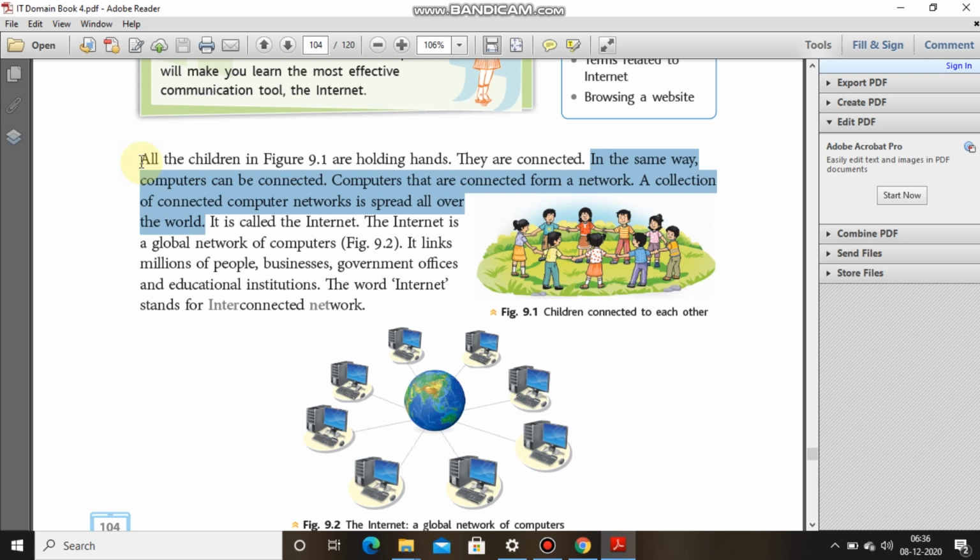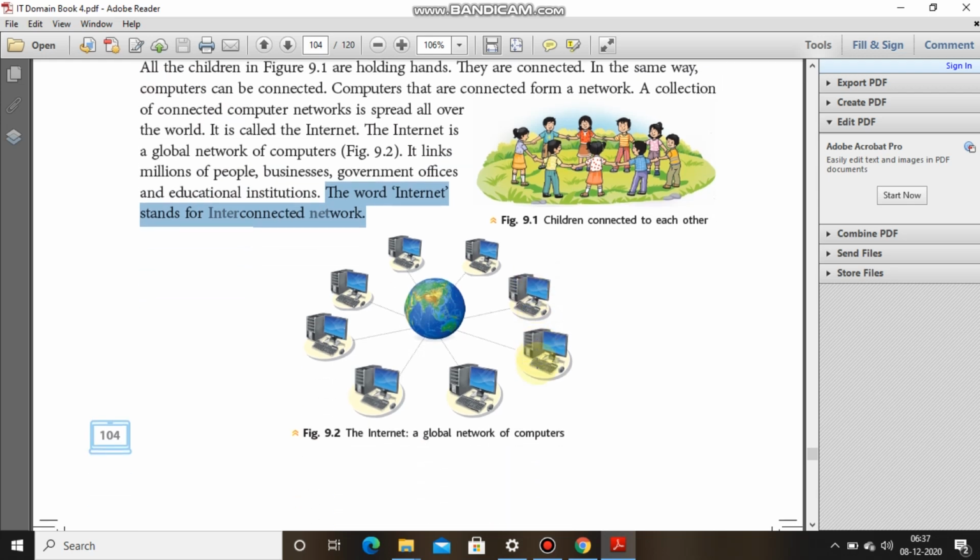And what is this connection called? It is called the internet. What is internet? The internet is a global network of computers. It links millions of people, businesses, government offices, and educational institutions. The word internet stands for interconnected network. It is important, what does internet stand for? It stands for interconnected network.